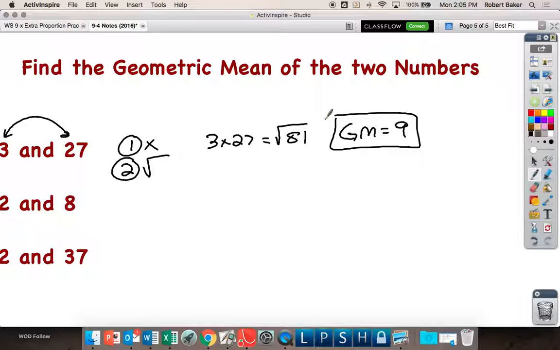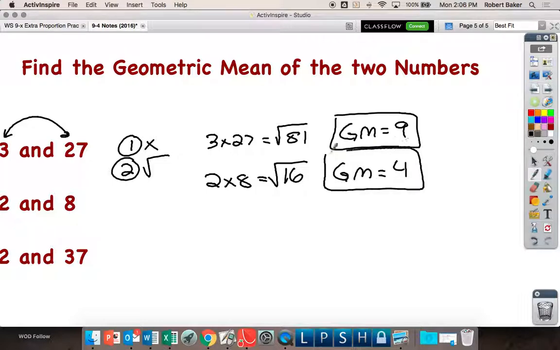So, what's the geometric mean of 2 and 8? Step 1, multiply. 16. Step 2, take the square root. What is the square root of 16? Four. So the answer is 4. There's two questions like this. Easy, 10 points. And it's the same as what we have been doing. There's just no triangles that make you set everything up.